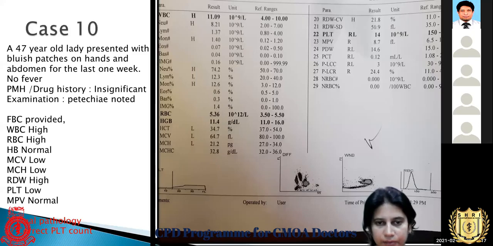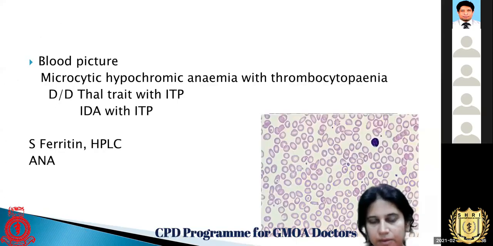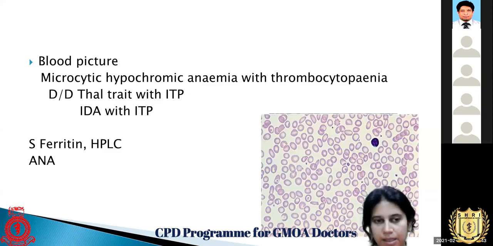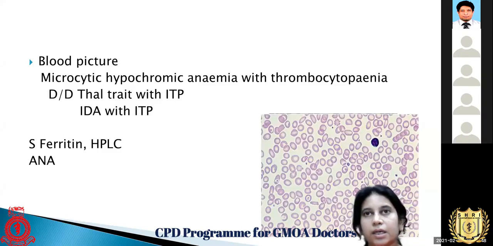So again, are you dealing with a dual pathology, with normal hemoglobin, low MCV, MCH, and thrombocytopenia? Again, you have the question whether this platelet count is correct. You repeat the sample, you get the same value, you see a blood picture, then it was reported as microcytic hypochromic anemia with thrombocytopenia. So differential diagnosis: thalassemia trait with ITP, iron deficiency, or iron deficiency with ITP. So you have to investigate on these two lines.